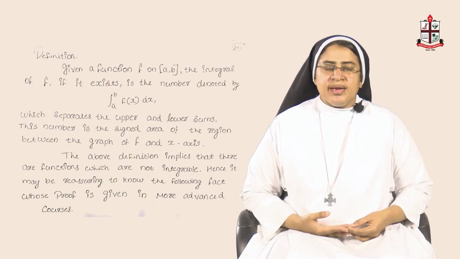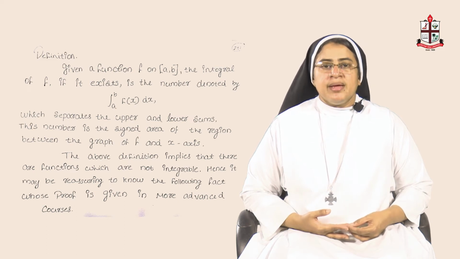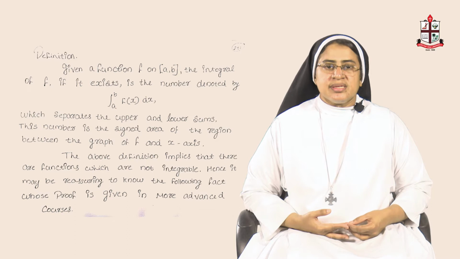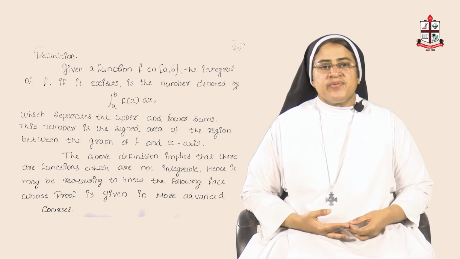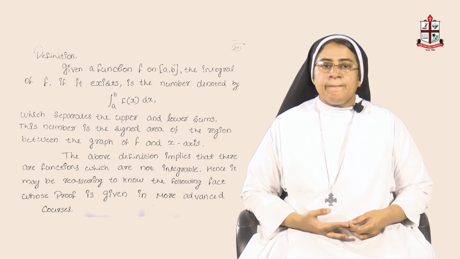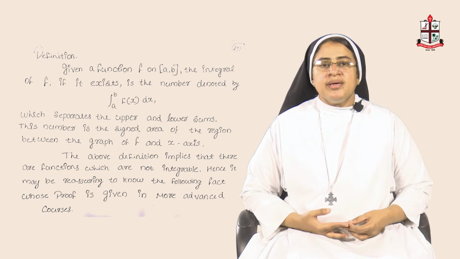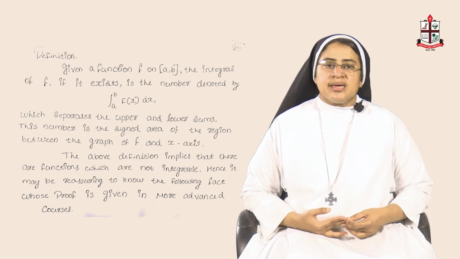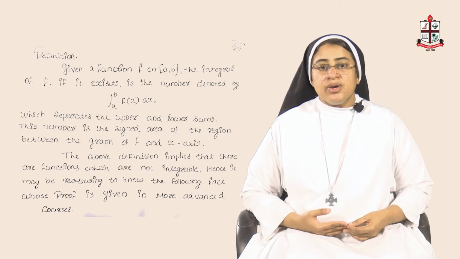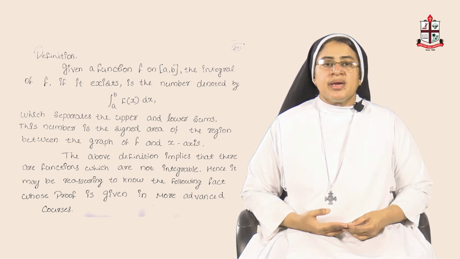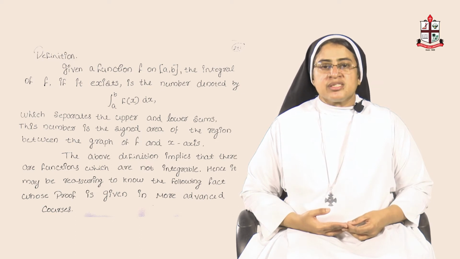Definition: given a function f on closed interval a b, the integral of f, if it exists, is the number denoted by integral a to b f of x dx, which separates the upper and lower sums, and this number is the signed area of the region between the graph of f and the x-axis. The above definition implies there are functions which are not integrable, that is, in some cases its limit does not exist. Hence, it may be reassuring to know the following fact, whose proof is given in more advanced courses.